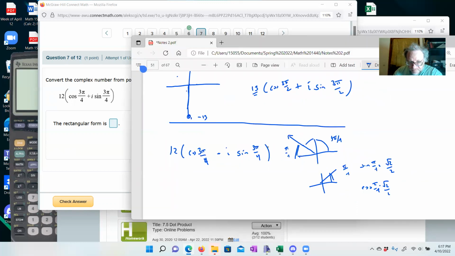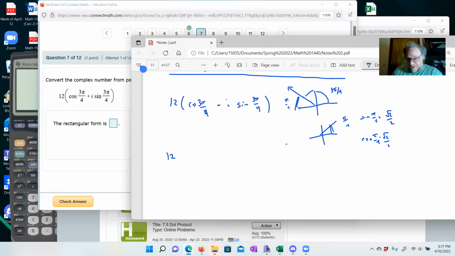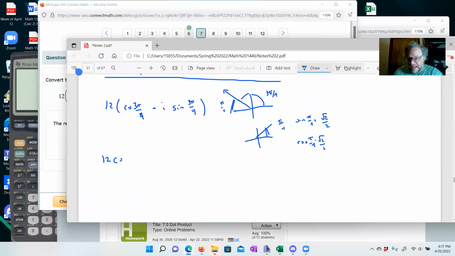Not everybody's going to know. I would just hope they would. Okay, but I'm not going to shame you in person for doing that either. If you don't know, you have a calculator, you can use that. Okay, but we're not going to have cosines anymore. We're just going to have square root of 2 over 2's.